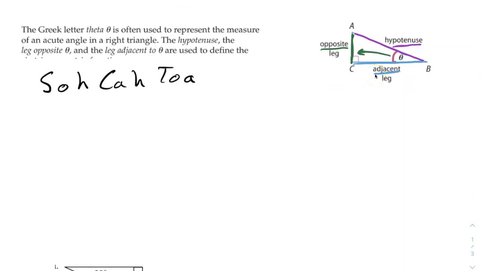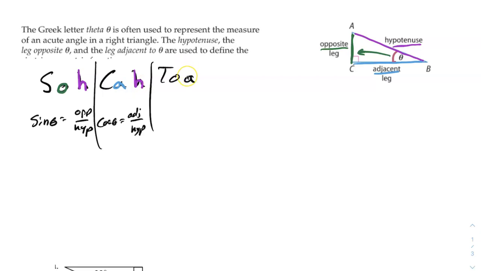Sine, that's what S stands for, is the opposite leg over the hypotenuse leg. So sine of theta equals opposite over hypotenuse. That's what the SOH part says. Then we have cosine. Cosine is the adjacent leg over the hypotenuse leg. So cosine equals adjacent over hypotenuse.